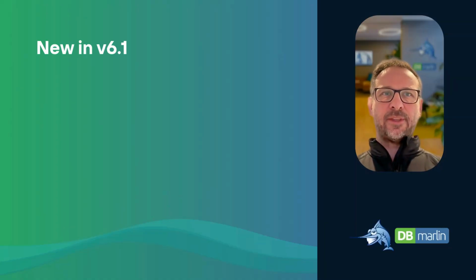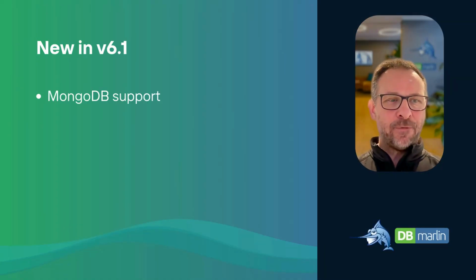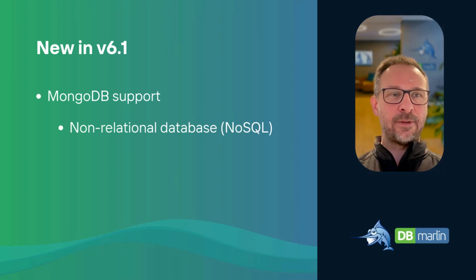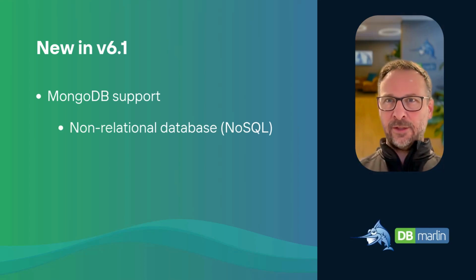In this short video, we're going to have a look at what's new in DBmarlin 6.1, which is now available. So the big thing we've added this month is the support for MongoDB. MongoDB is a very popular non-relational database or NoSQL database. So it's the first NoSQL database we've done.